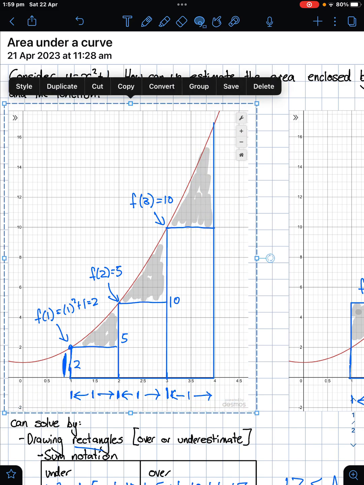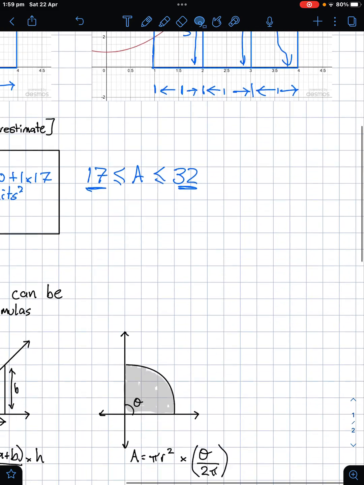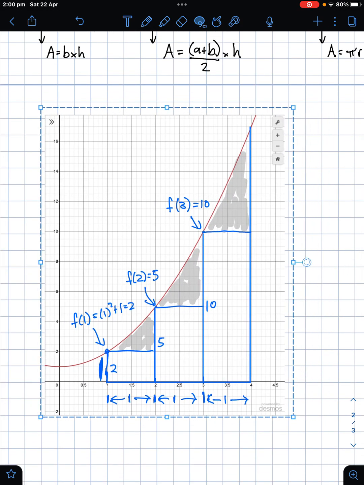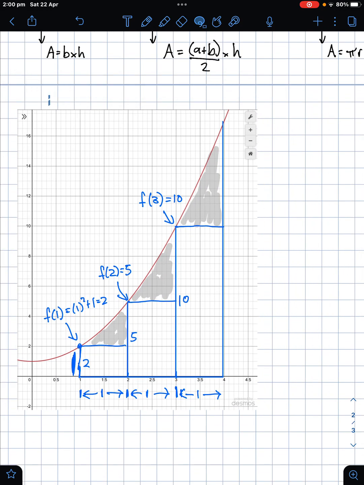Just so we can talk about it, copy. I'm going to have to go at the bottom. So we've got this here. We're going to go for a better estimate. If we wanted less area left out of the underestimate, we could break these rectangles and do twice as many rectangles, making them smaller rectangles.